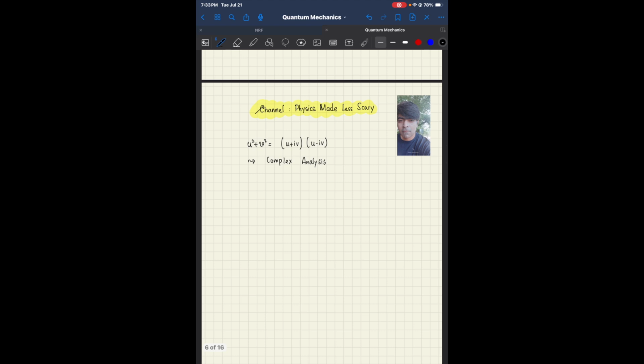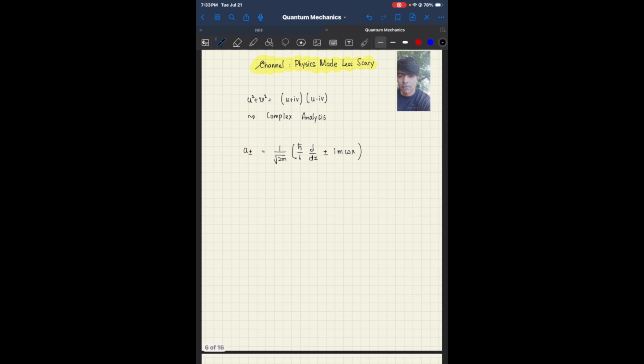So let me give you the answer first. Let's define these two operators. A plus minus is equal to 1 by root 2m times h bar by i d/dx, plus minus i m omega x. The notation means that if you take the upper sign here, you have to take the upper sign there. If you take the lower sign here, you have to take the lower sign there. That's what this notation means, for those who don't know.